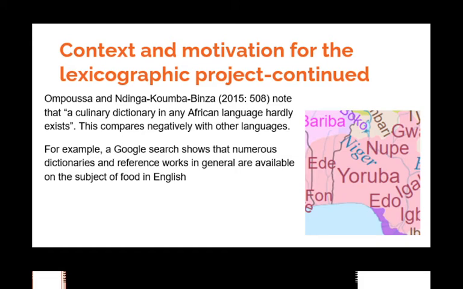So as we continue again, you realize that Ompusa and Ndinga Komba Pinza in 2015 quoted that a culinary dictionary in an African language hardly exists. So this is different from other Eurocentric languages. For instance, when you search for food dictionaries in English, you get a number of them.